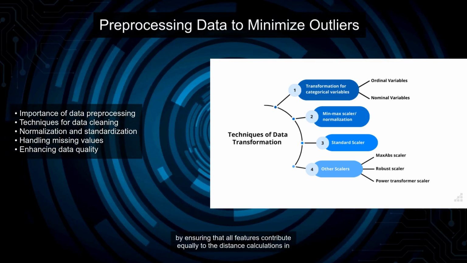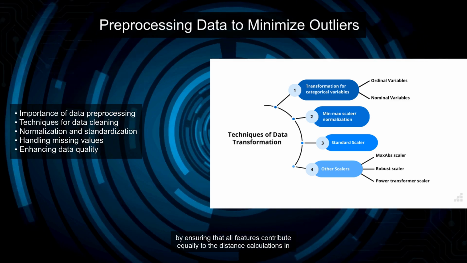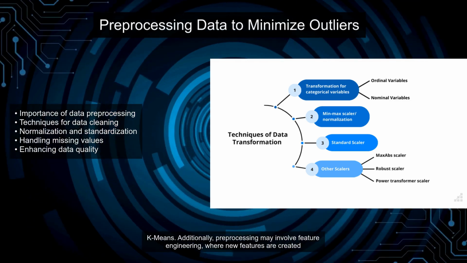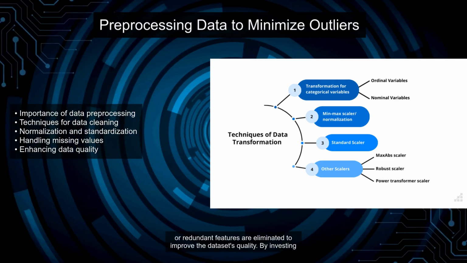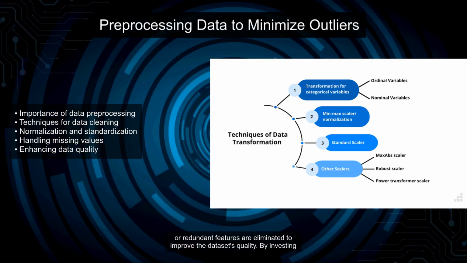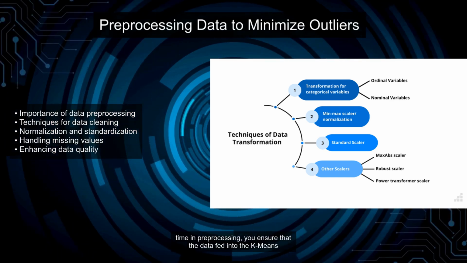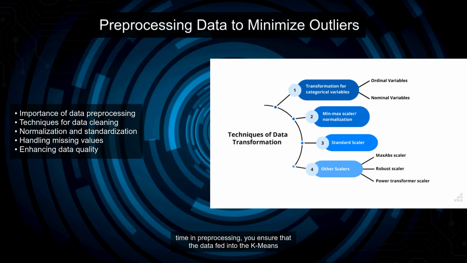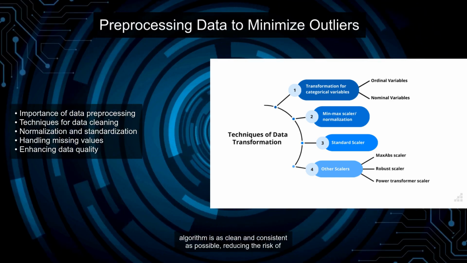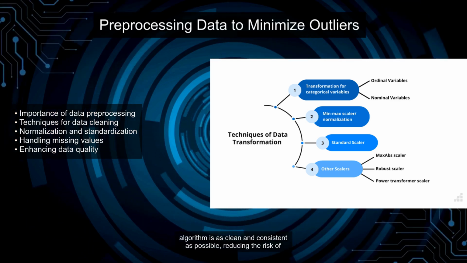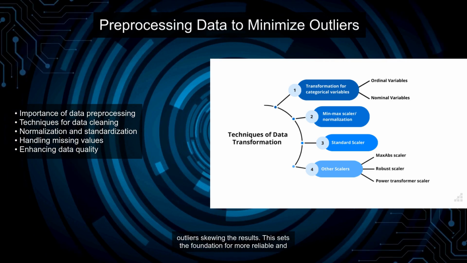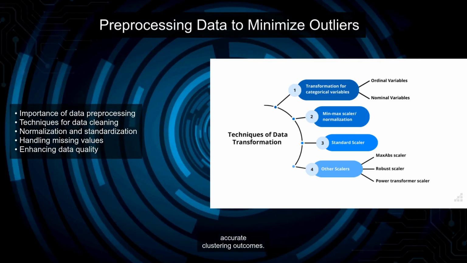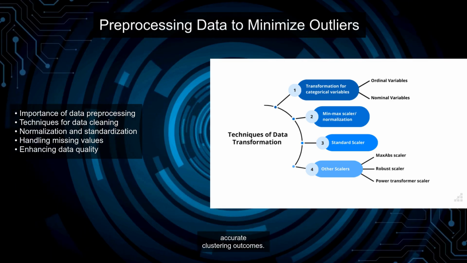These techniques help in reducing the impact of outliers by ensuring that all features contribute equally to the distance calculations in k-means. Additionally, preprocessing may involve feature engineering, where new features are created or redundant features are eliminated to improve the dataset's quality. By investing time in preprocessing, you ensure that the data fed into the k-means algorithm is as clean and consistent as possible, reducing the risk of outliers skewing the results. This sets the foundation for more reliable and accurate clustering outcomes.